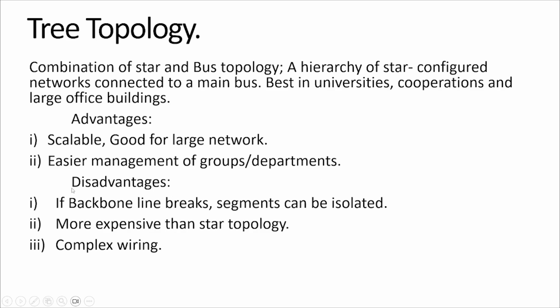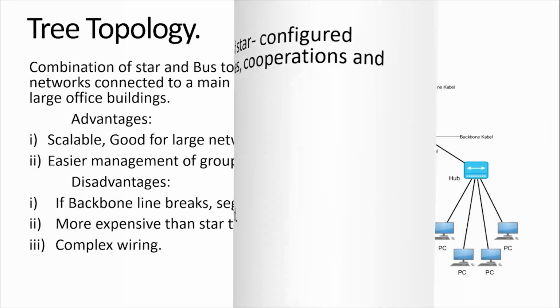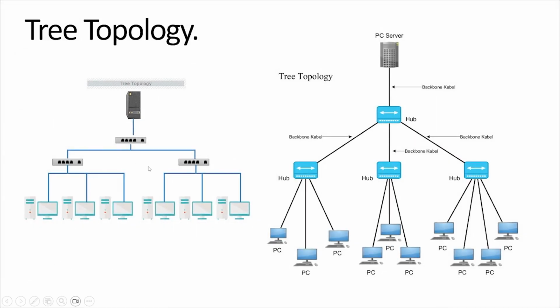Those are the disadvantages. If the backbone line breaks, the segment can be isolated. Also, it is more expensive than star topology because it includes star and bus topology. Also, it has complex wiring. Complex to install. This is an example of tree topology. You can see that.